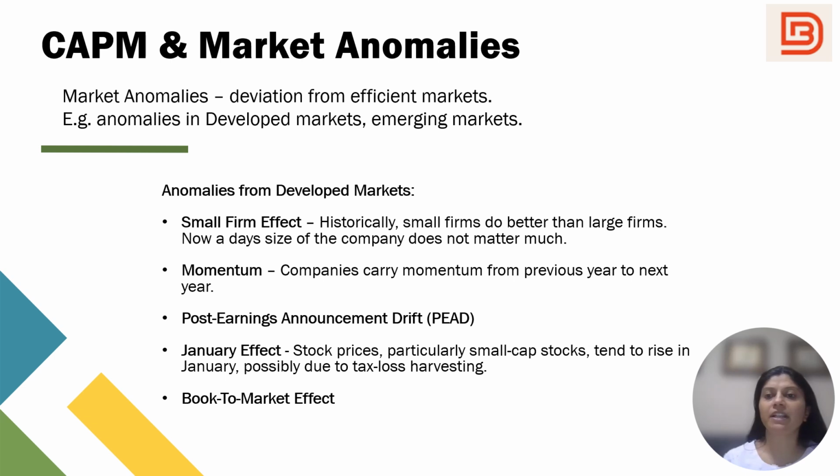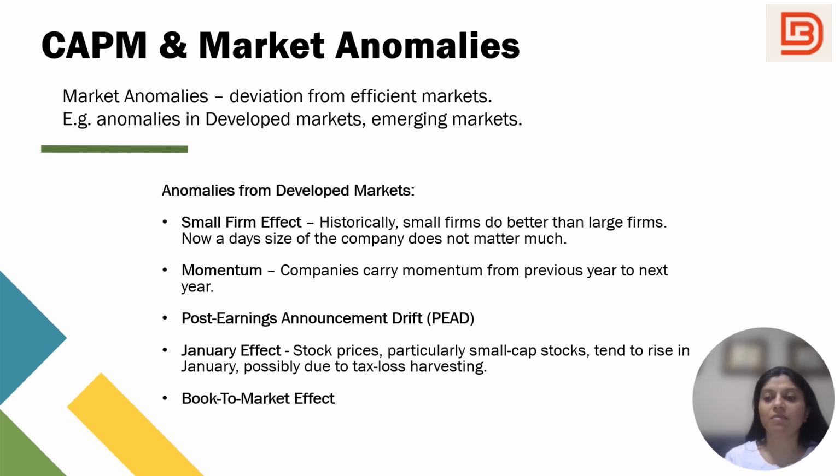While calculating expected return using CAPM, we cannot blindside certain market anomalies. Anomalies are nothing but deviations from efficient markets. These are the conditions where we need to adjust the CAPM model to calculate expected return. Those anomalies could be in already developed markets or from emerging markets.